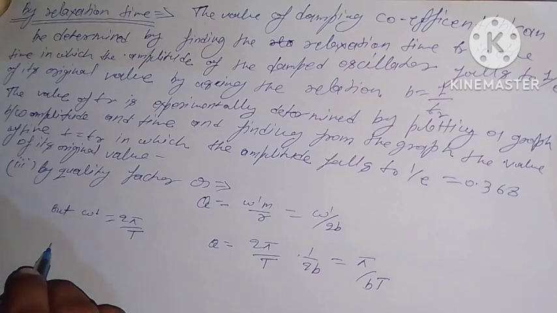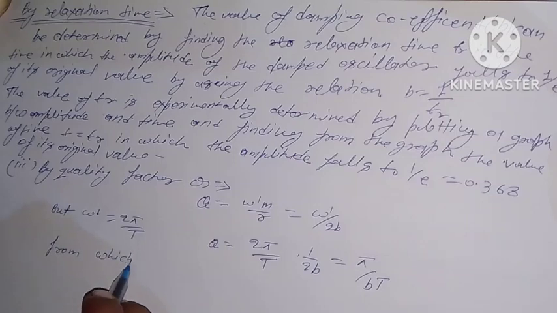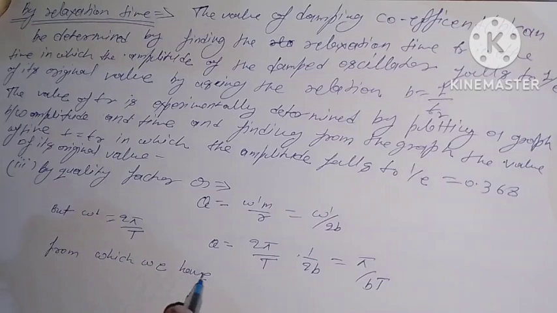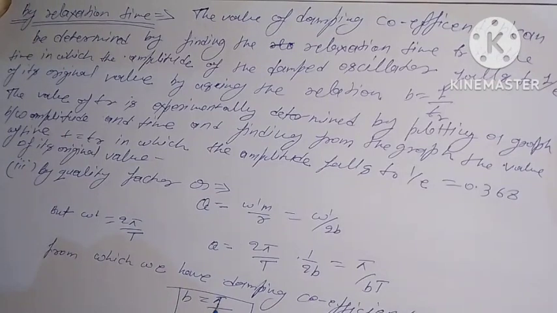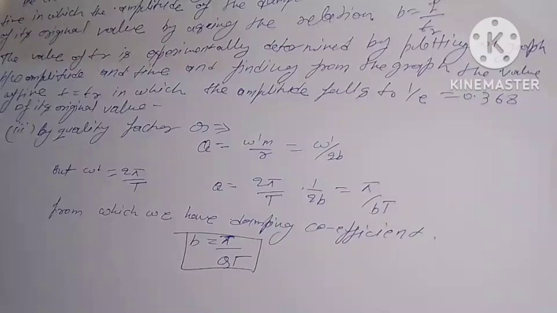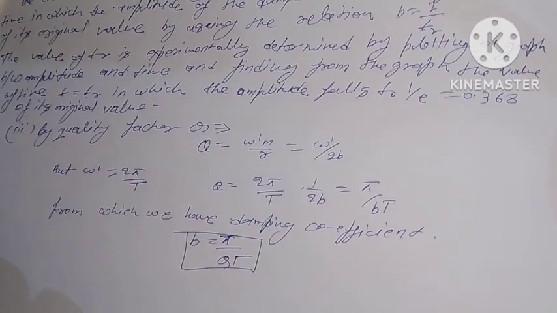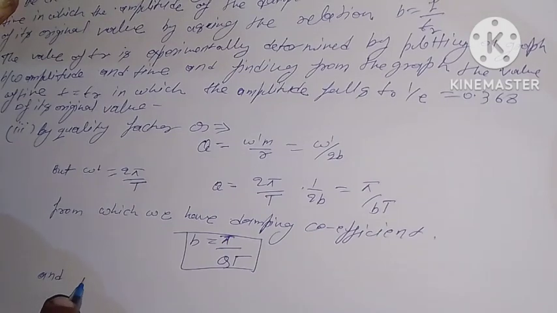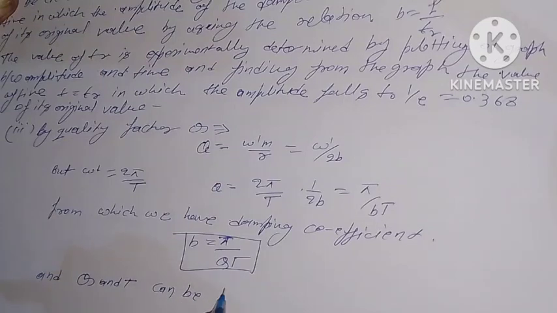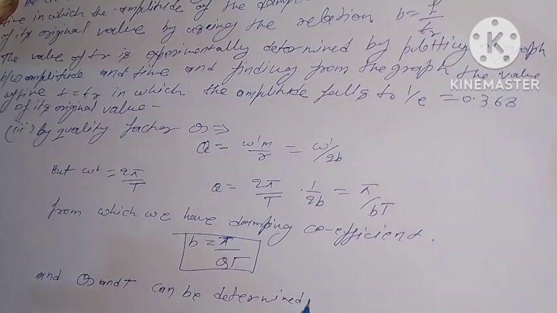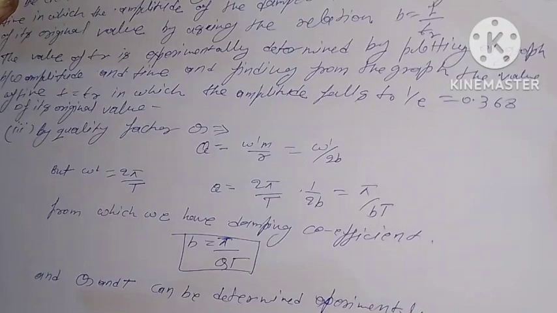From which we have the damping coefficient b = π/QT, and the quality factor Q and time period T can be determined experimentally. Okay. Thank you.